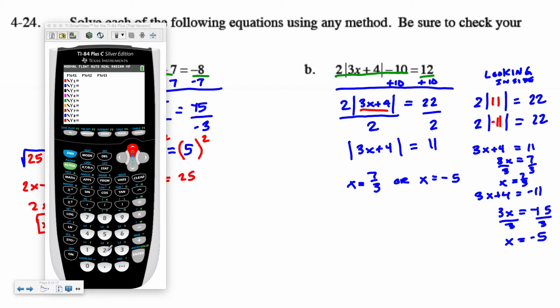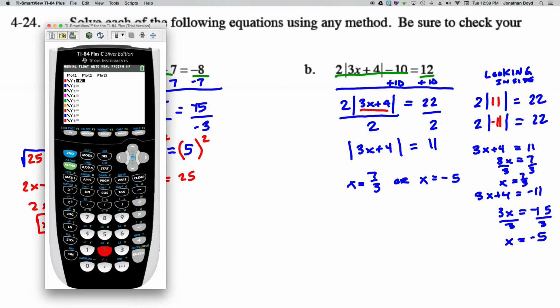So y equals 2 times the absolute value. I'll do this one the other way. If you go into math and you arrow to the right one, it's going to be the top choice there. We have 3x plus 4, and then we have minus 10. My second function would just be y equals 12. Now I'm going to start out with my standard window here, but I know that it may not fit in there because of what we've got going on here.